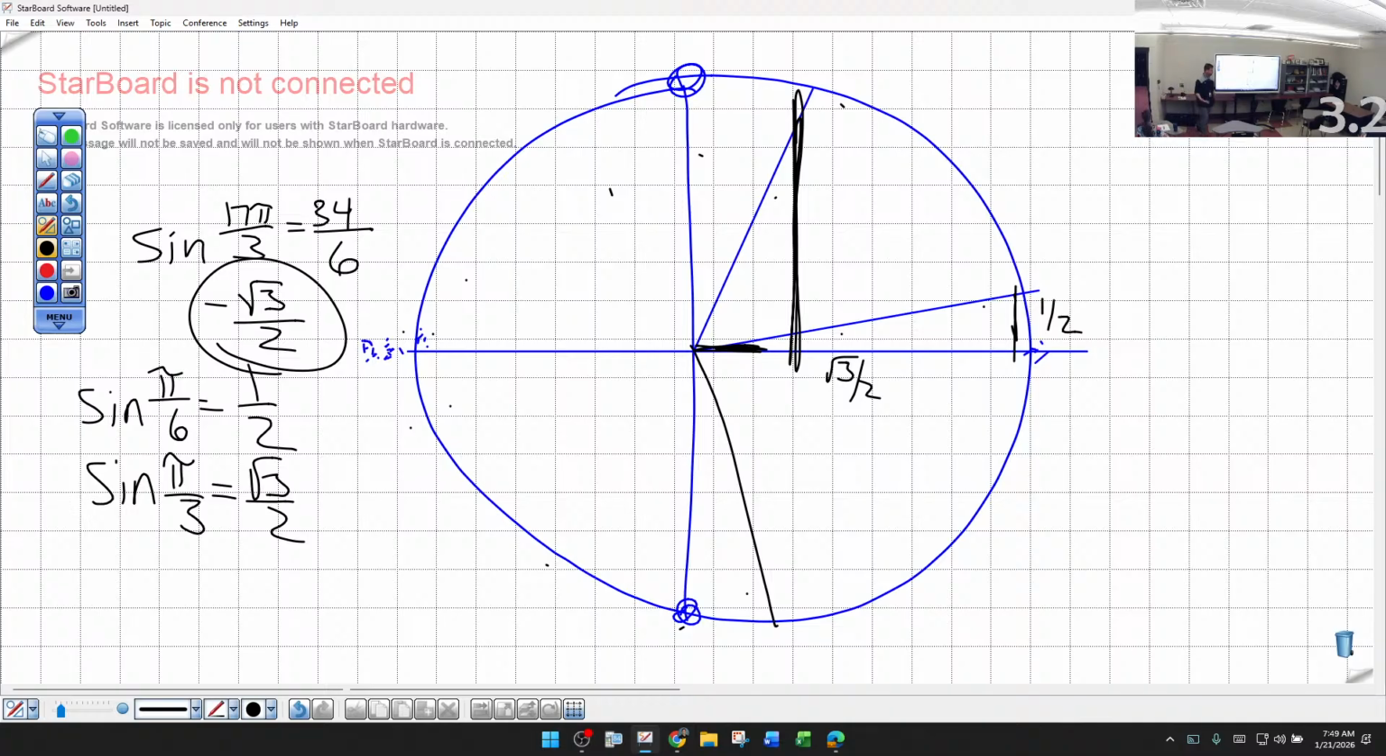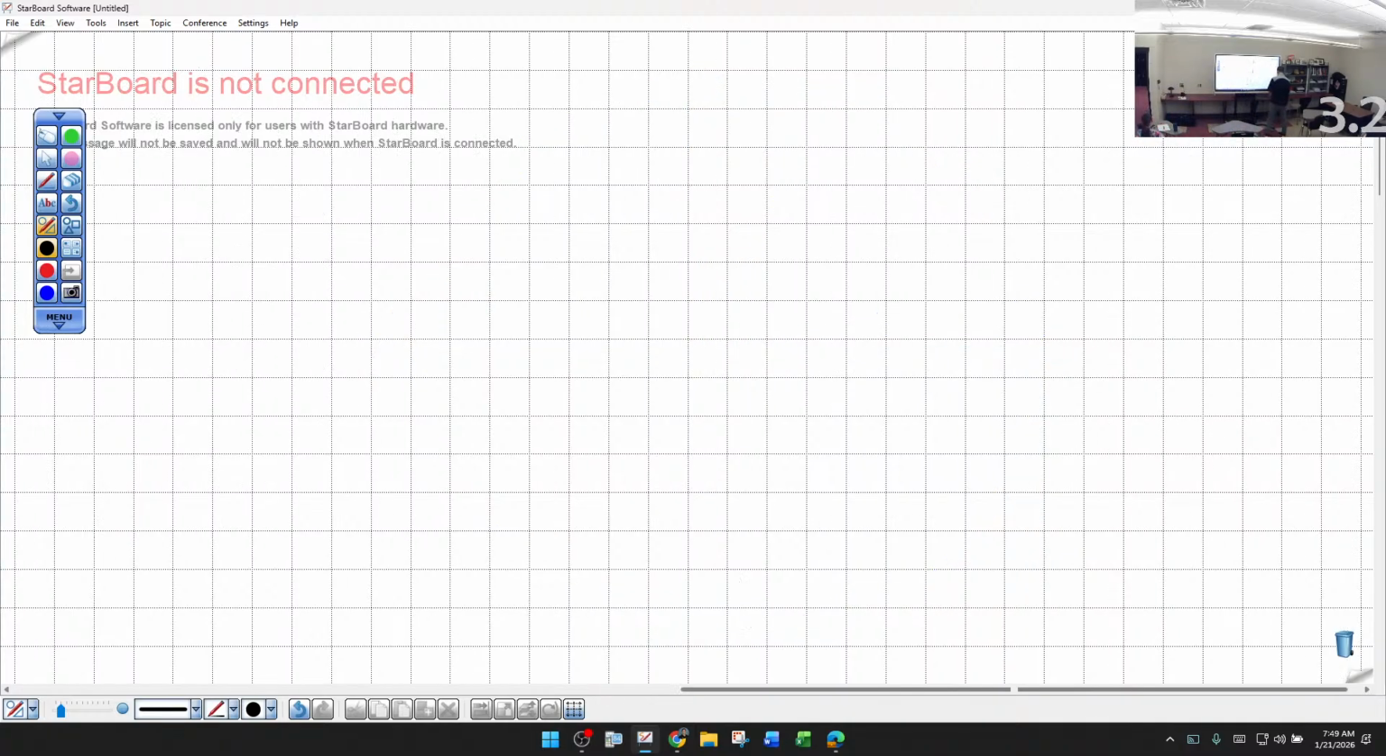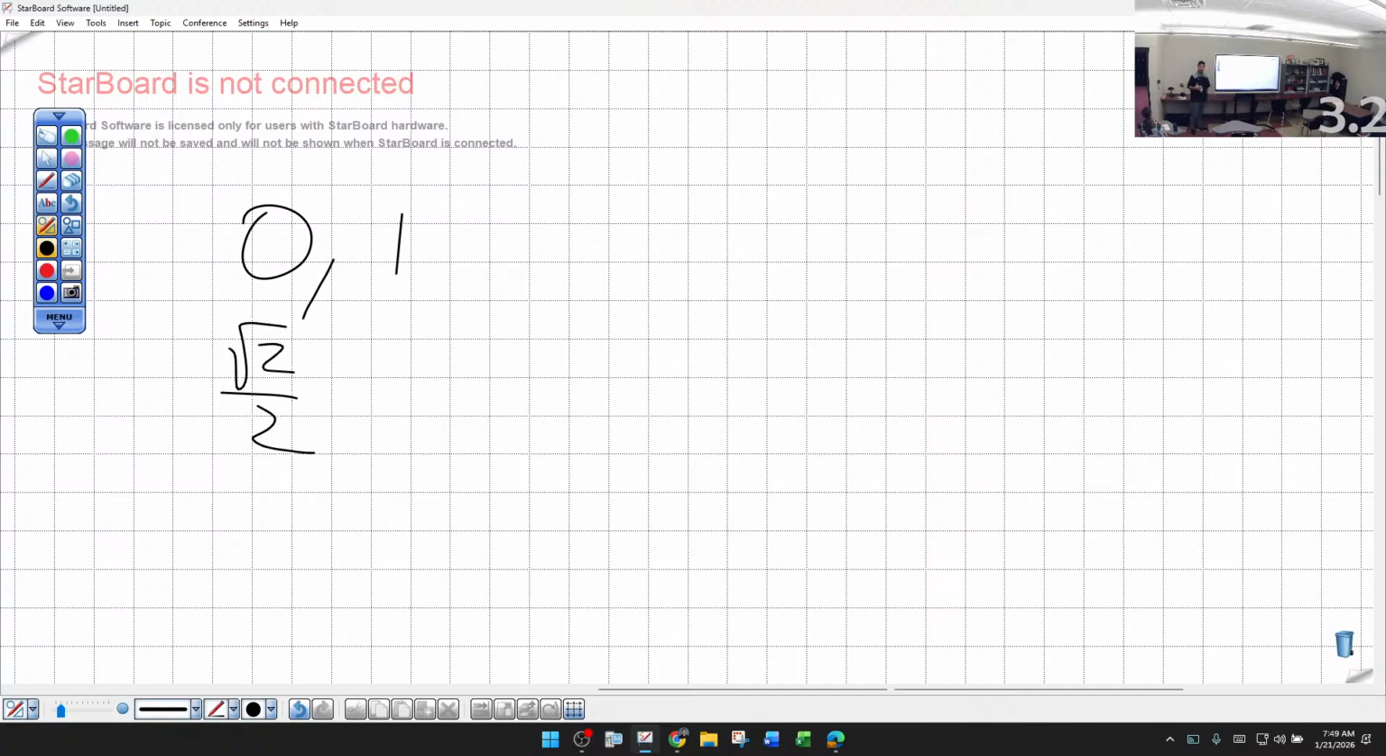You can't guess anything except a 0 or a 1, positive, negative. Square root of 2 over 2, positive or negative. 1/2 or square root of 3 over 2. Those are the only options you have. Everything else we don't know. We have to use a calculator for everything else.